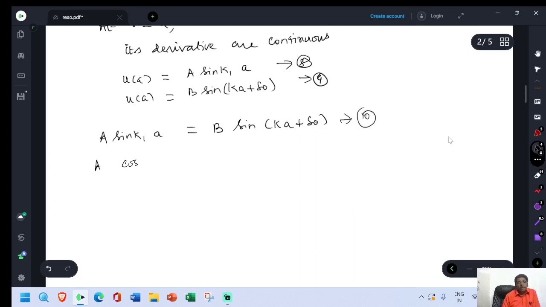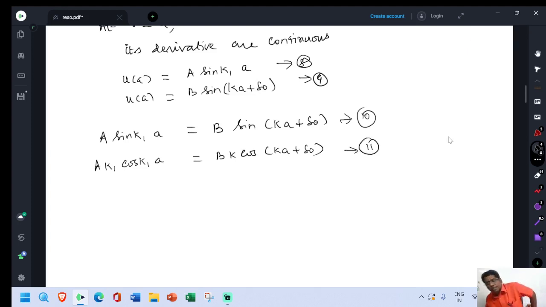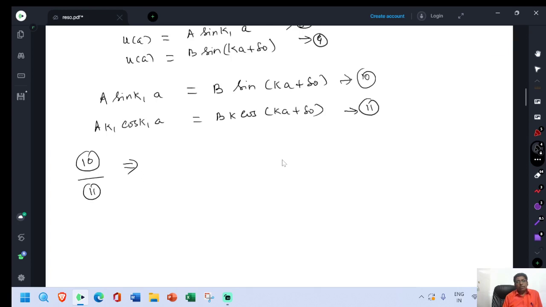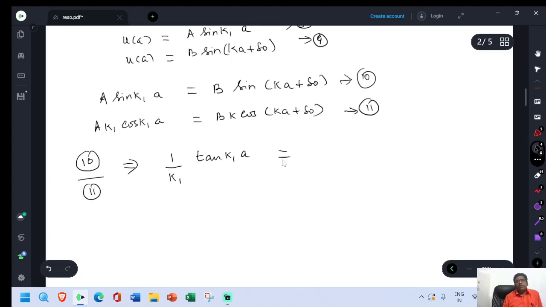A cos k1a into k1 is equal to B cos of ka plus delta 0 into k. This is equation 11. If you consider a wave function, that wave function and its derivative are continuous at the boundaries. See here, equation 10 by equation 11 gives sin by cos, which is tan, A gets cancelled, so 1 by k1 tan k1a is equal to 1 by k, B gets cancelled, tan of ka plus delta 0.